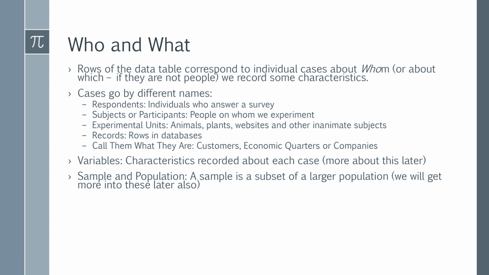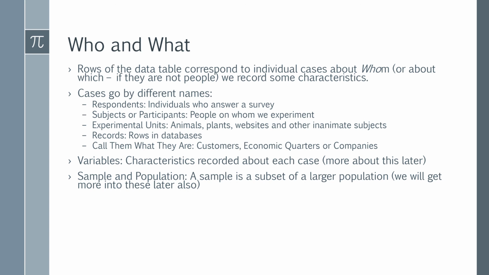Now cases do go by different names. For example, respondents, they would be individuals who answered a survey. We may refer to people who we do an experiment on as subjects or participants. If we do an experiment on something other than a person, then they would be referred to as experimental units. Database terminology frequently calls cases or rows records. Or quite simply, you can just call them what they are. Maybe they're customers or economic corridors or companies. Okay, so in our example, we were looking at properties.